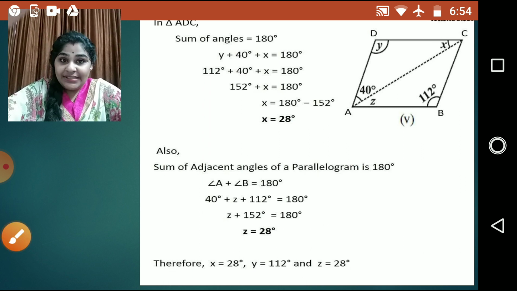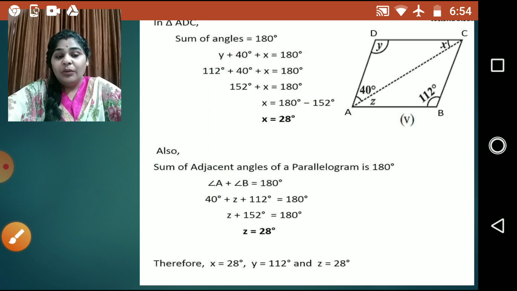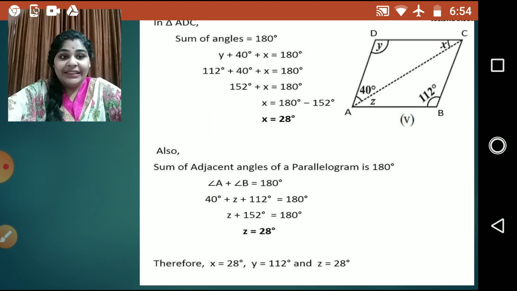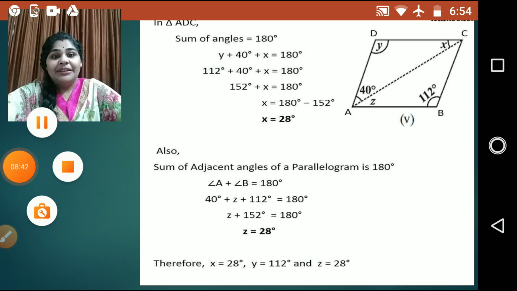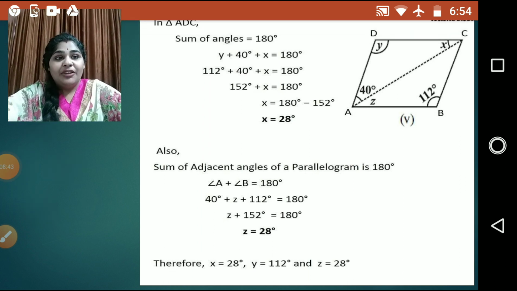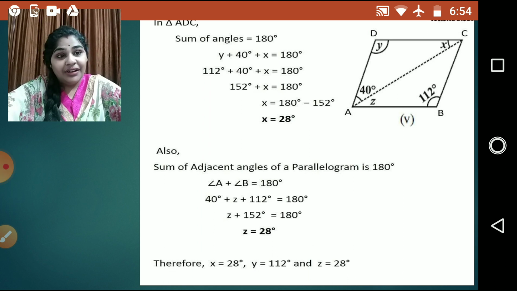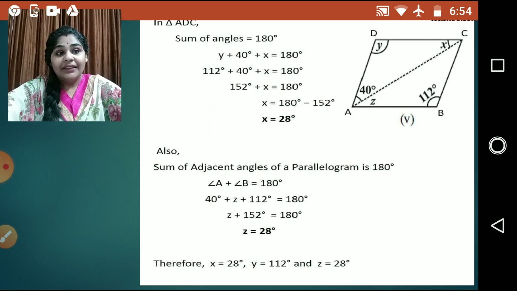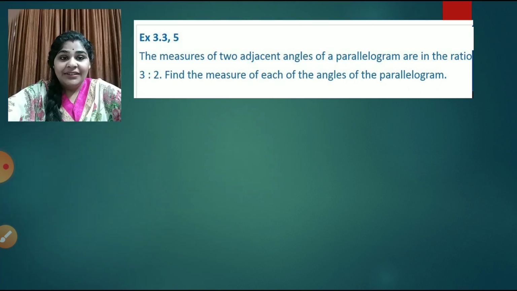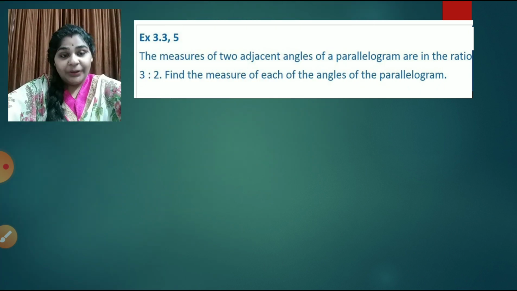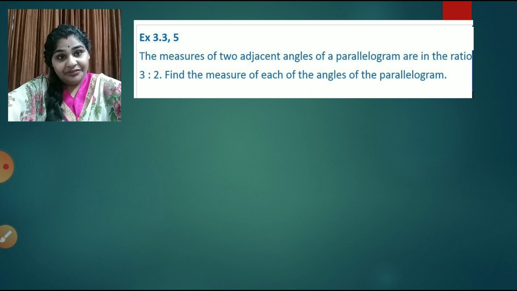So hence X is equal to 28 degree, Y is equal to 112 degree and Z is equal to 28 degree. So I hope this type of questions are clear, children. Unknown angles will be given. You have to use the properties and then you have to find out the missing angles. So let us proceed with our next one, that is exercise 3.3 question number 5.